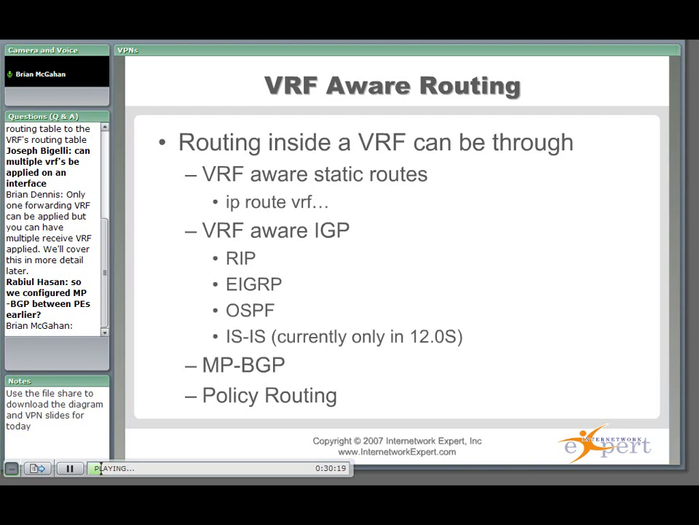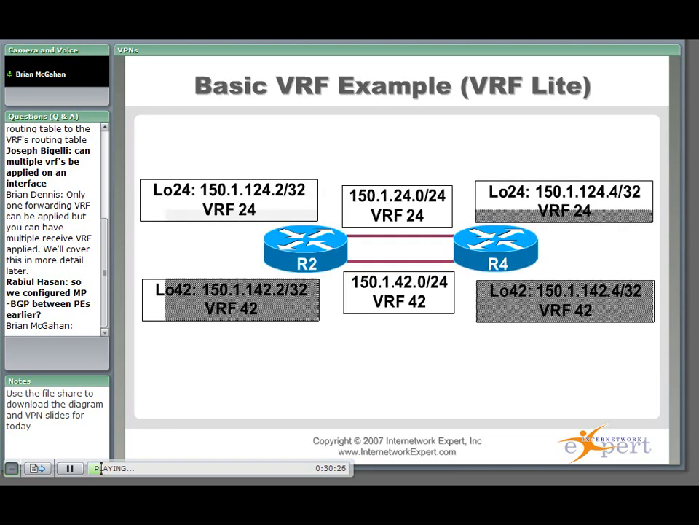Okay, so let's go ahead. First off, let's do some basic static routing inside of the VRFs in order to get reachability between these links here. Okay, so on router 2, what we're going to say is that in order to reach the 150.1.124.4 link, we're going to be sending the traffic out VRF24. Okay, we're doing the lookup inside VRF24, and it's going to go to this next hop value, which is 150.1.24.4.